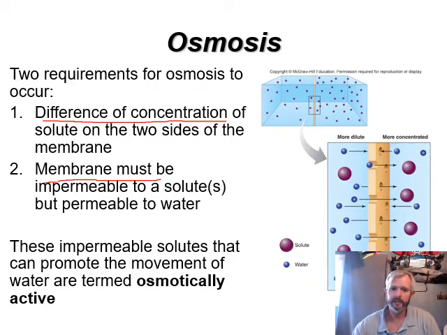These non-penetrating or impermeable solutes are termed osmotically active solutes, because they are the ones that determine if osmosis takes place. You're going to have to think about osmosis almost in reverse, because usually we're talking about solutes moving, things that are dissolved in water. Now we're talking about water moving. If osmosis is basically a form of diffusion, water is going to move from an area of high concentration of water to an area of low concentration of water.